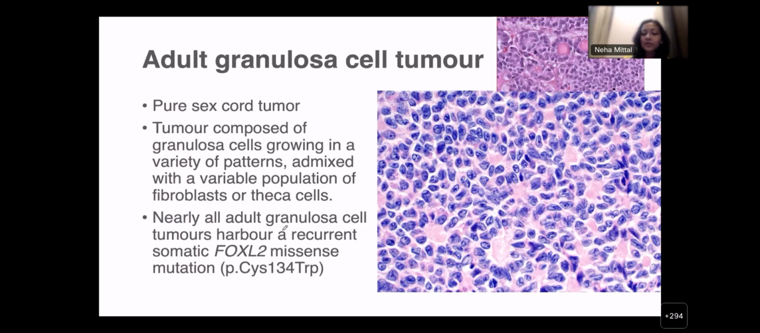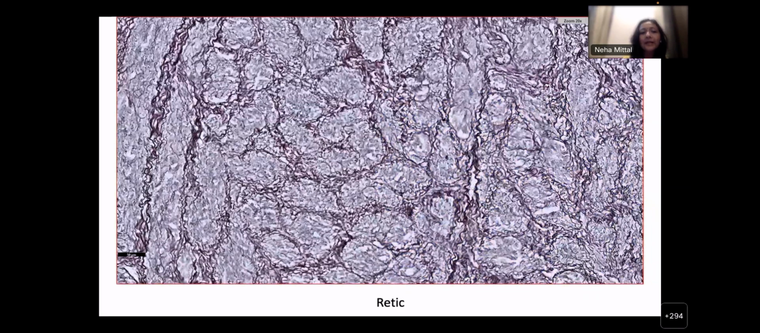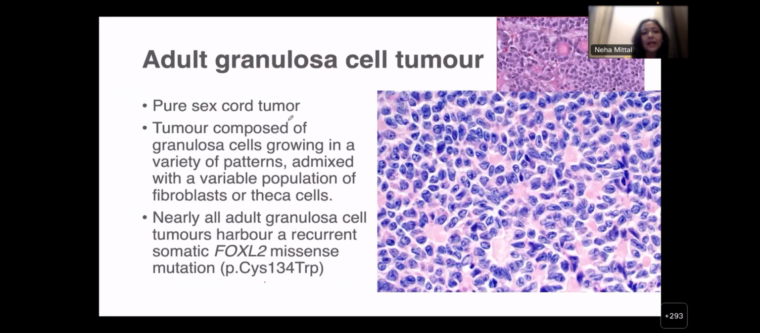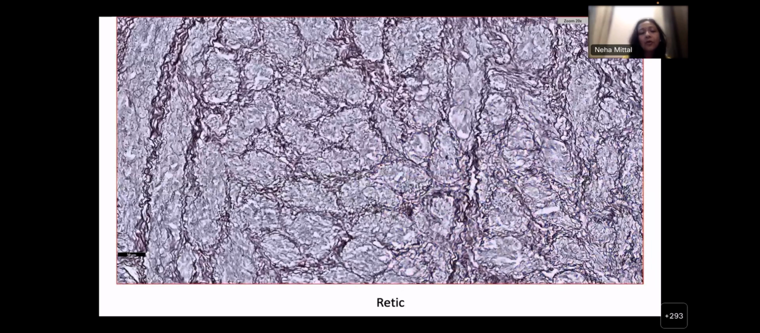Nearly all adult granulosa cell tumors harbor a recurrent somatic FOXL2 missense mutation. All kinds of patterns are seen. And as Atul rightly mentioned, retic is one of the most important things, because sex cord stromal tumors can have very overlapping features. This is a rarer example in which a stroma ovarii mimicked an adult granulosa, but a host of other sex cord stromal tumors can mimic granulosa. And retic can be one of your important markers.